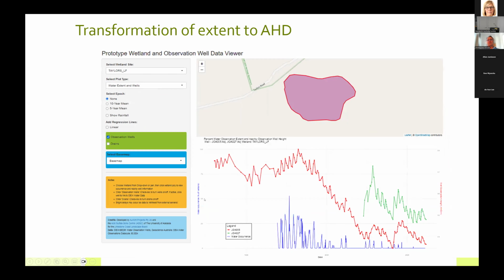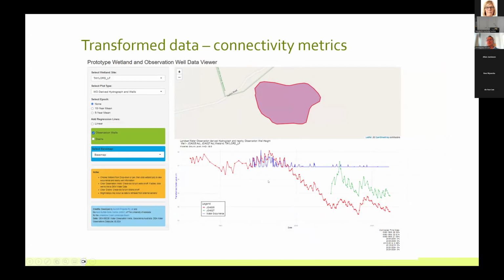On the side here, you've got percent of extent of inundation, and on the side here, you've got depth to groundwater. We merge those two together through some fancy algorithms, and we can create AHD from extent data and show the relationship, in this case, how this wetland has lost connectivity and is now turning into a terrestrial environment as opposed to an aquatic ecosystem.